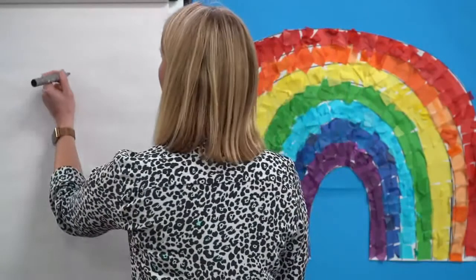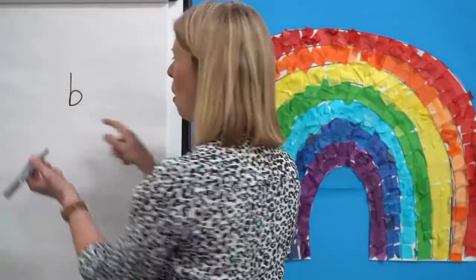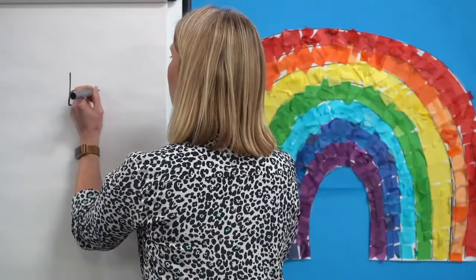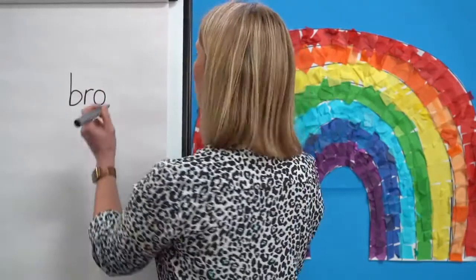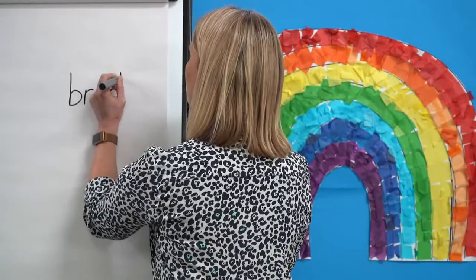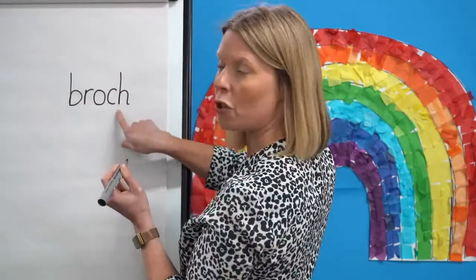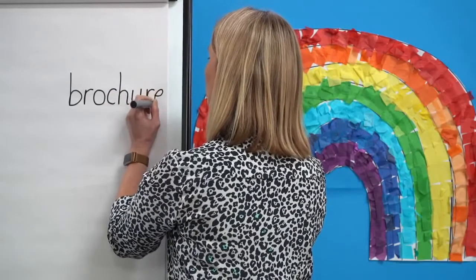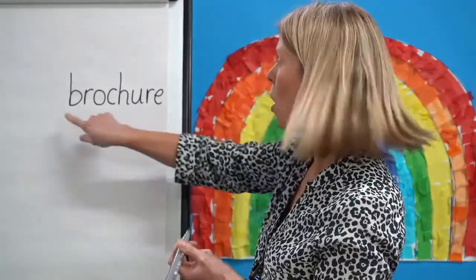Segment the sounds with me. B, r, o, sh, your. Let's count how many sounds there are. Brochure. B, r, o, sh, your. That's 5 sounds. Watch me write brochure. Remember 5 sounds. B, r, o, sh, and our trigraph, your. Brochure.